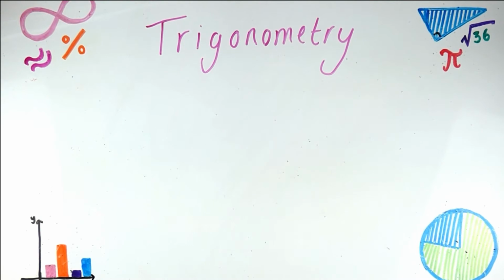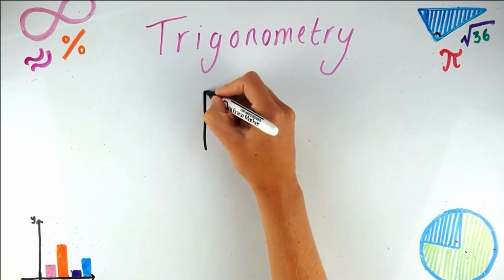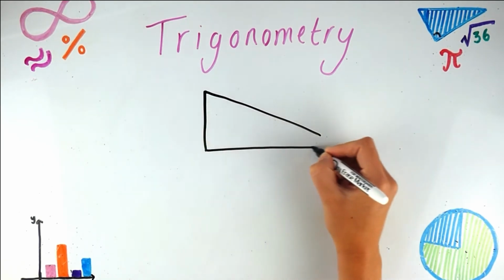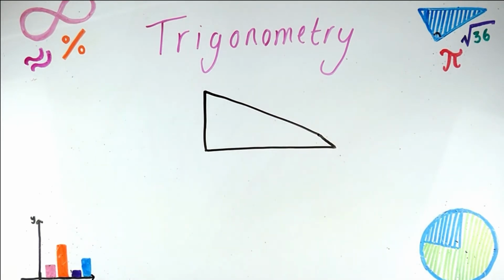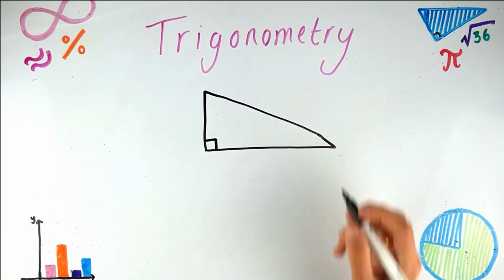In this video we are looking at trigonometry. So similarly to the Pythagoras video, we are looking at right-angled triangles. These triangles are labelled slightly differently to the Pythagoras video, so I'm just going to label them now and then walk you through it.